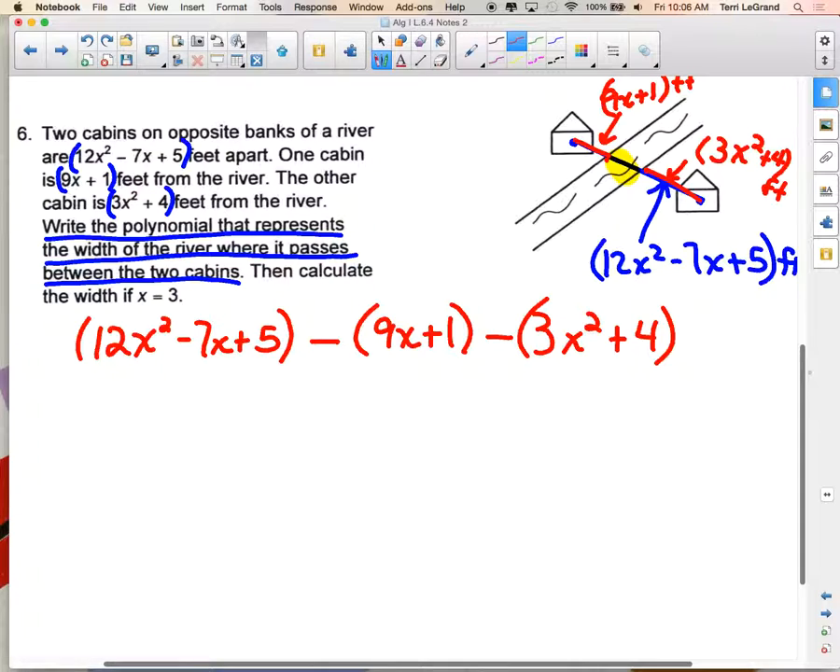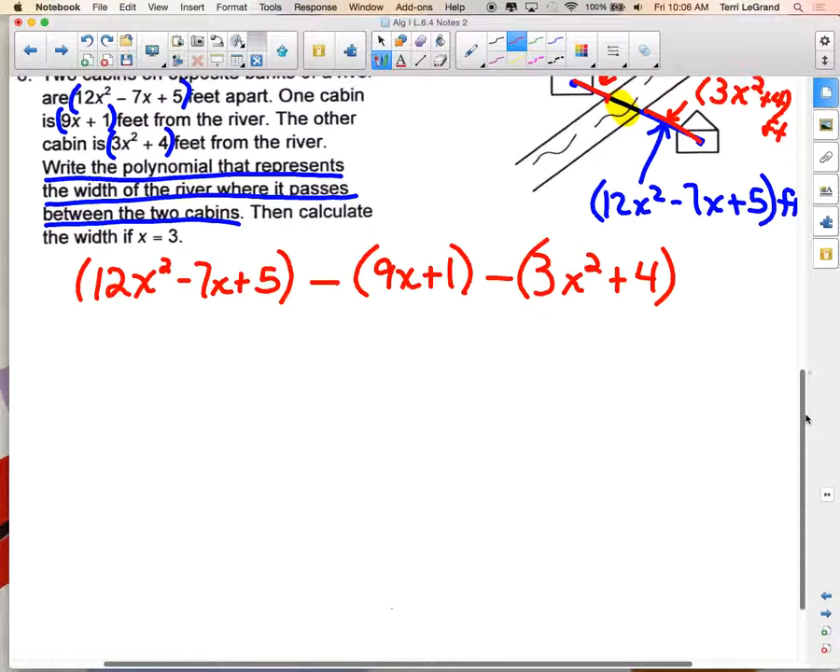So we have the total distance, subtract those two distances, each of them from the river, because their distances from the river combined plus the width of the river should equal the distance between the cabins themselves. Okay, go ahead and do that. Let's see what we all come up with.